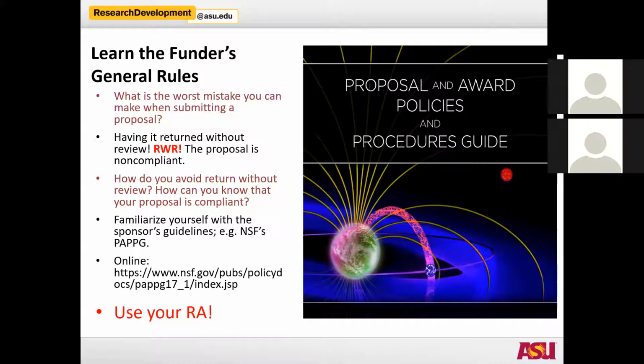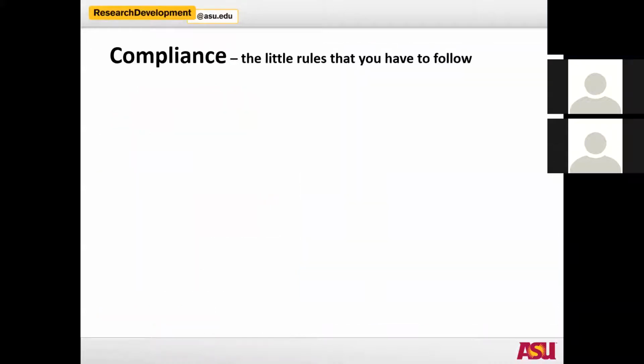And that's the person who's helping you with your budget, but also is going to help you with guidelines for, like, oh my gosh, you forgot to put in your management plan. So the RA will say, look, you need a management plan. So they catch a lot of your mistakes. So be sure you talk with them as well when you're putting in a proposal. All right, compliance. That's the little rules you have to follow. And some of them seem really stupid, and maybe they are, but it's a way for NSF, or whatever your funder is, to be sure that you're really looking at the documents that they put out for you.